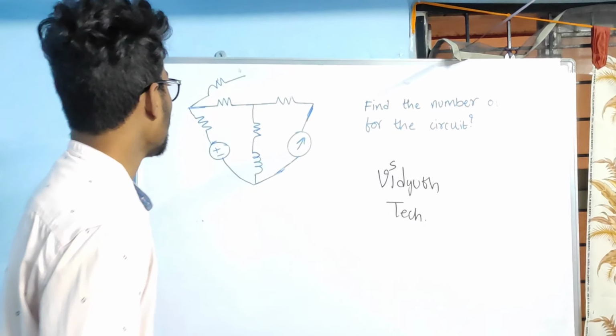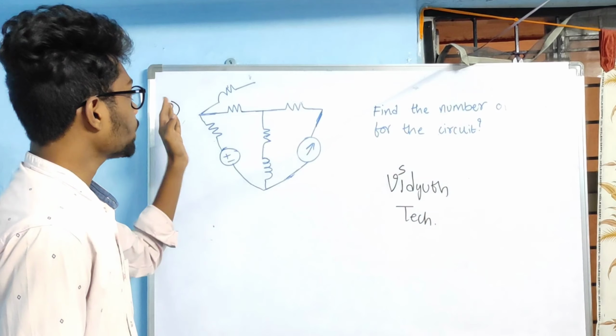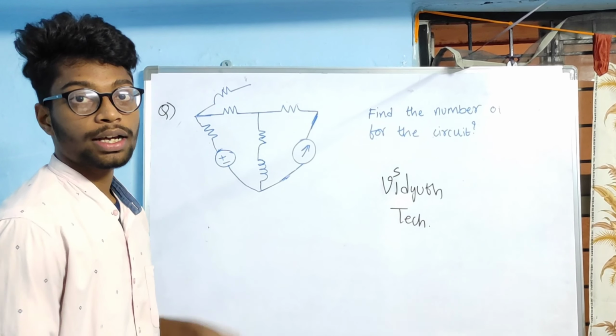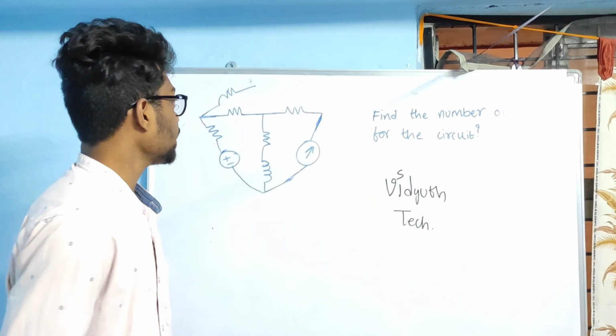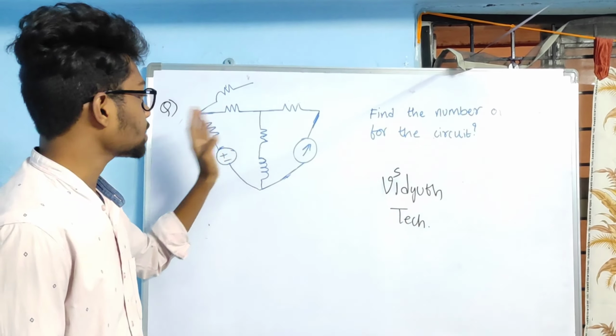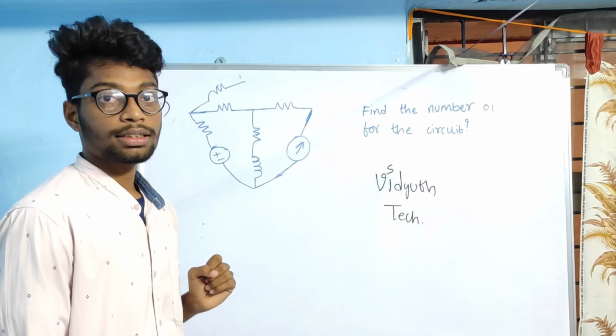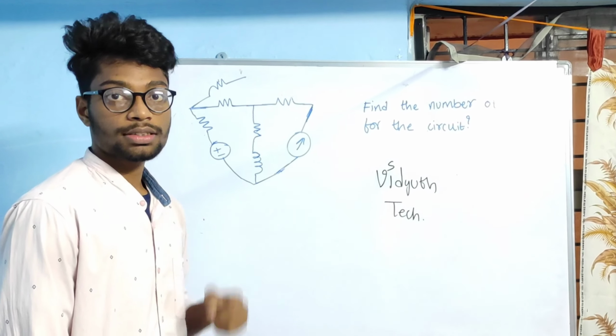Friends, for this question we have to find the number of nodes. They have given the circuit diagram and over here you can see the components of the circuit diagram. As I told you earlier, you need not know the values of components or elements like resistances, voltage source, inductors, current source, like that, to find the number of nodes.